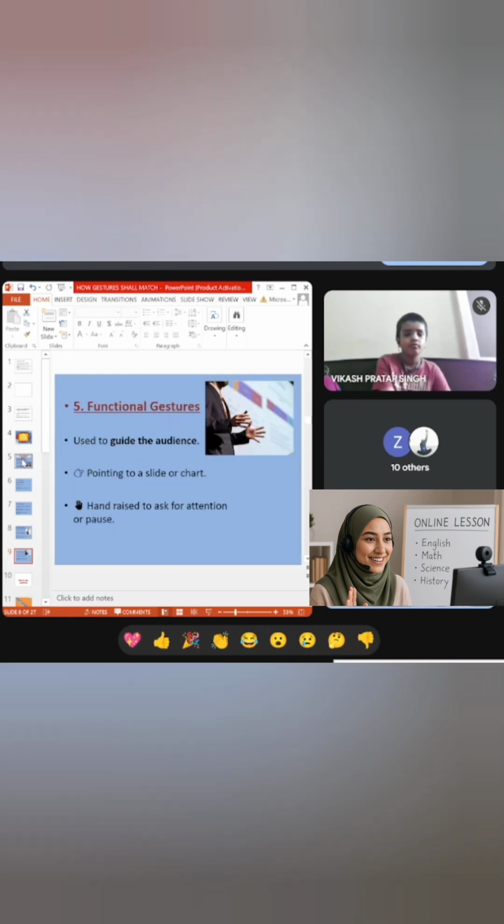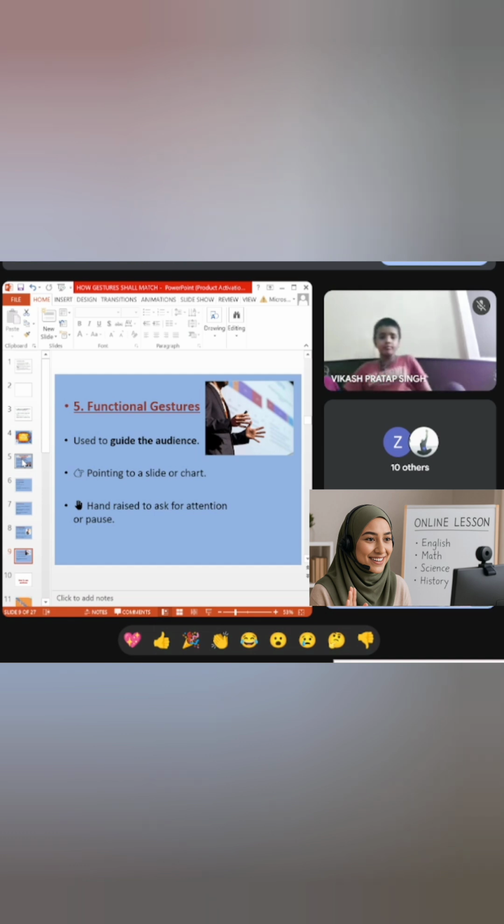Followed by functional gestures. Now, for example, in my PPT, I have to point out something on the chart and show that this is what is very important. Out of these 5 points, number 1 is very important, 2 is very important, or there are 5 points I'm going to show, or as we always discuss 5 key pillars of communication skills, if you show 5 fingers, then that is called functional gestures.